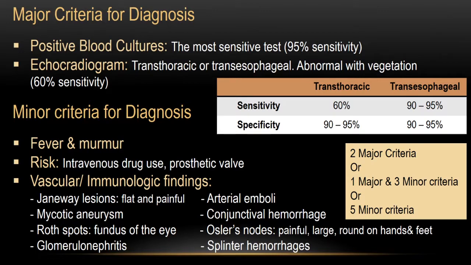If you don't have any major criteria, it's very hard to diagnose infective endocarditis. If you don't have positive blood culture, if you don't have positive echo, it's very hard to diagnose infective endocarditis, because now you need 5 minor criteria. You need fever and murmur, you need risk factor, and at least 3 of the vascular immunologic findings.